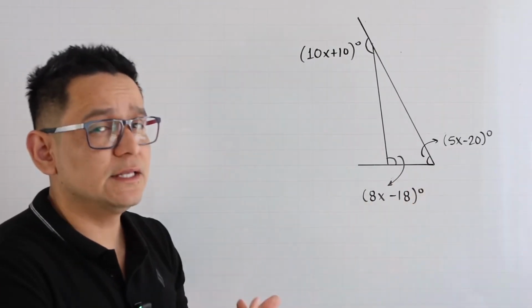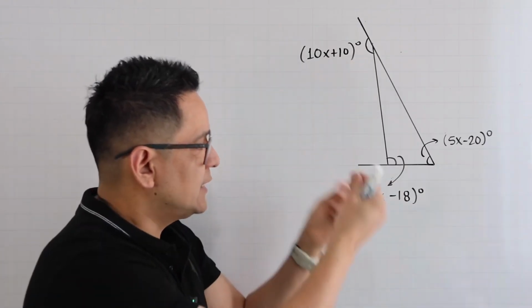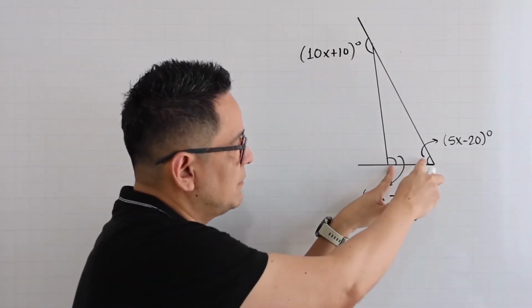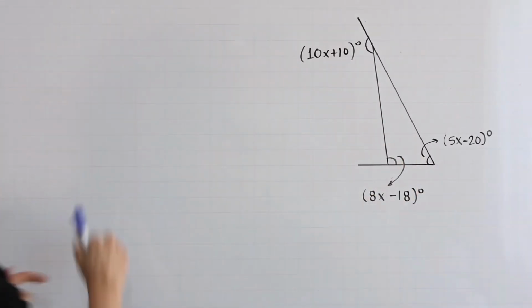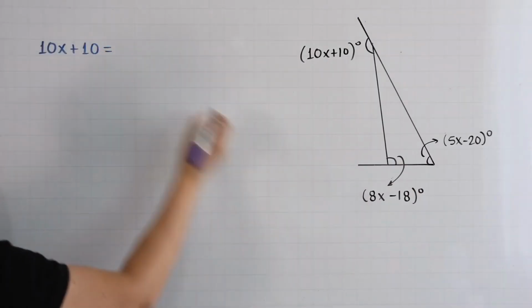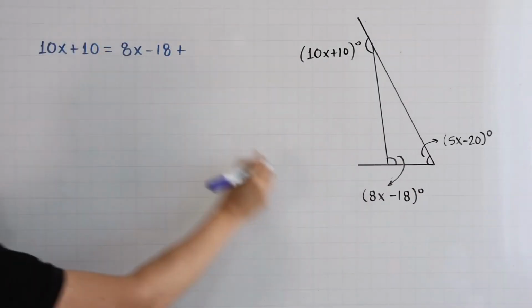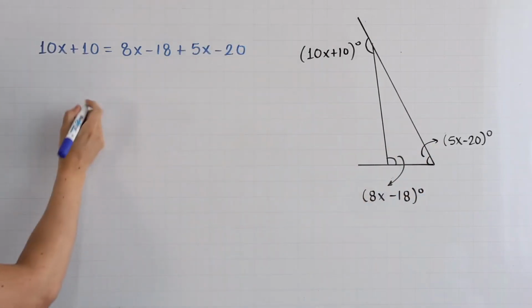So again, what will we have to do? Well, we set them equal. What this measures will be equal to what this one measures, plus what this other one measures, right? According to the theorem. So, let's write that. 10x plus 10 has to be equal to 8x minus 18 plus this one, which is 5x minus 20. Let's solve for x here.